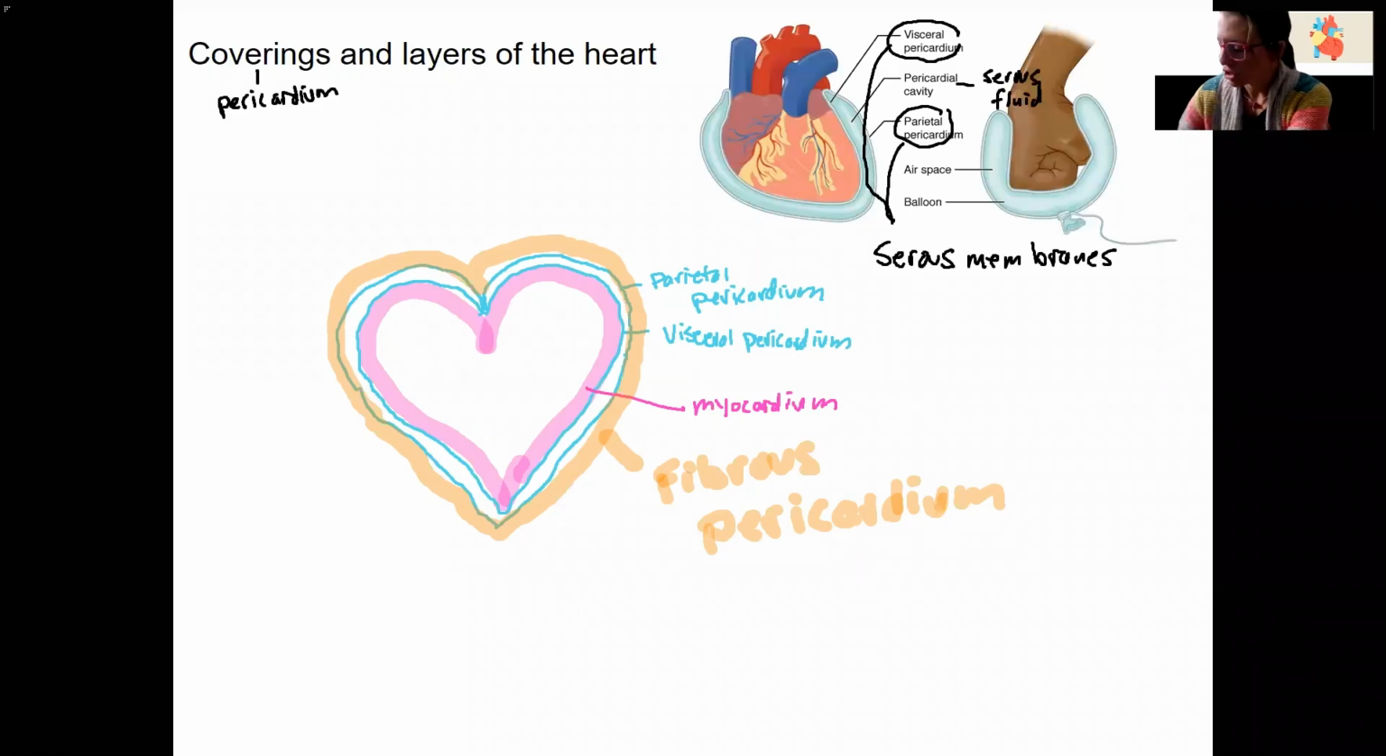Okay, the last thing I just said. So you can see these two are very closely associated, and these two layers are very closely associated. This here is actually our pericardial sac that encloses the pericardial cavity that has that serous fluid in it.